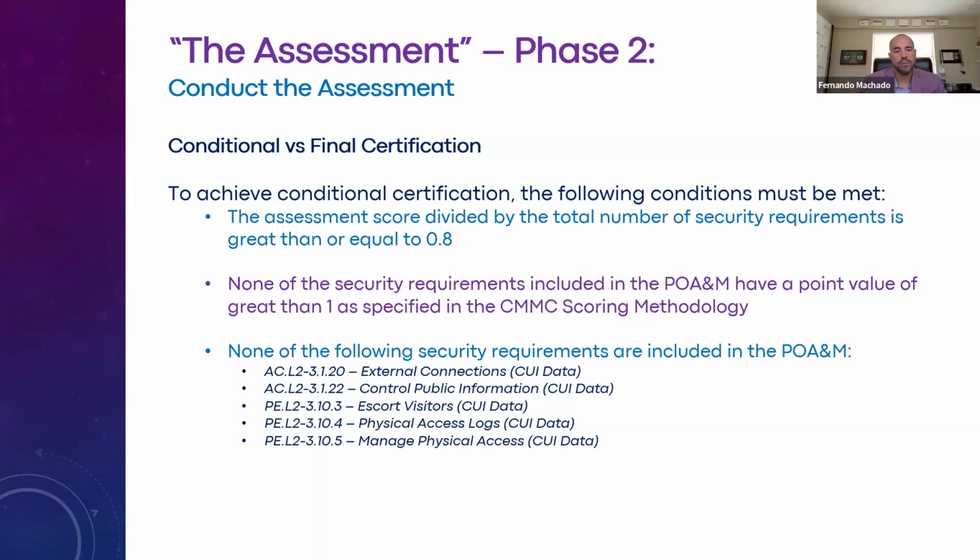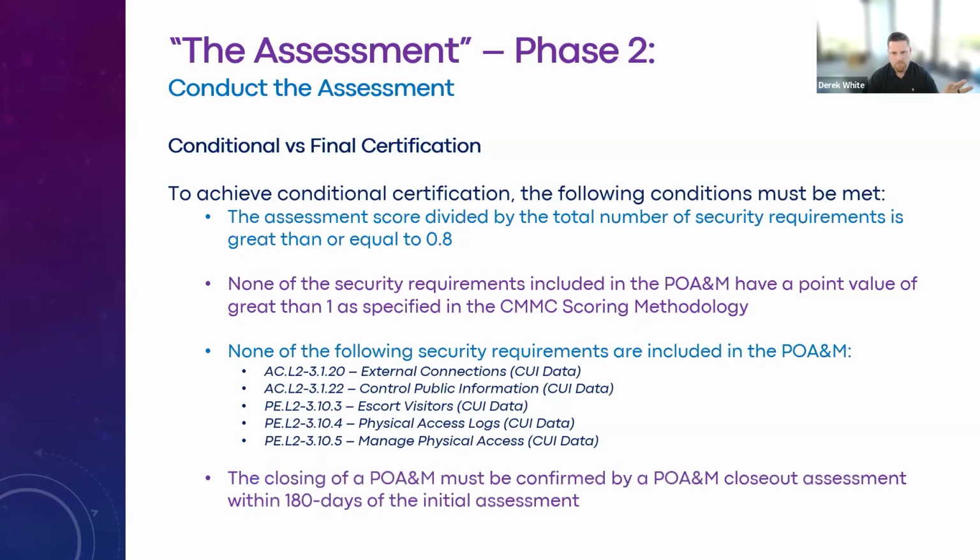Correct. What you're saying here, Fernando, if I heard you right, is that some of the 1-value controls I can have not quite done and tighten up later, but not the 5s, and then within these control families here, these controls you're laying out, correct? Yep. The 3 and the 5 valued controls cannot be POAM'd. Those have to be, at a minimum, implemented in order for you to achieve conditional certification.